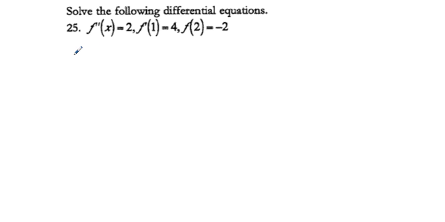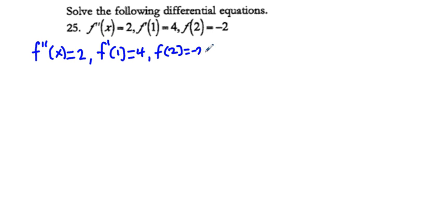So what we have is, it's kind of hard to see here, but we have f double prime of x is equal to 2. That's what this says. We have f prime of 1 is equal to 4. And we have, comma, f of 2 is equal to negative 2. So that's what we have to work with.